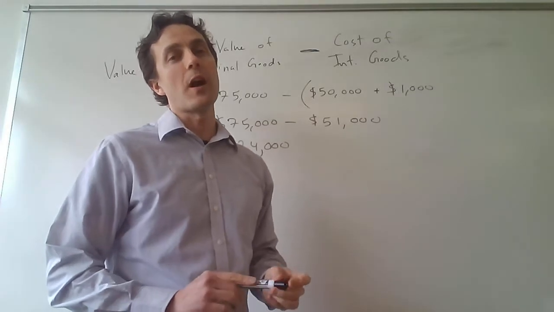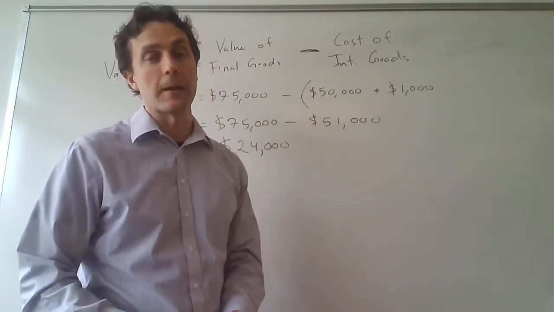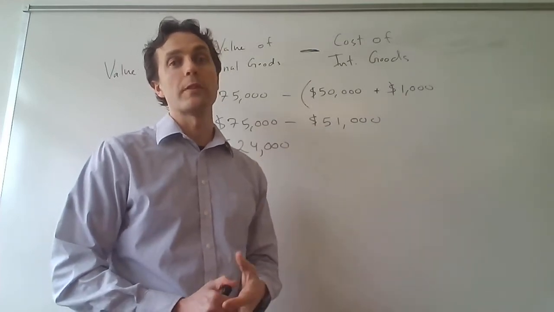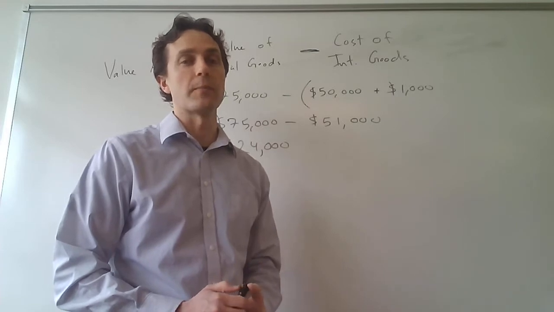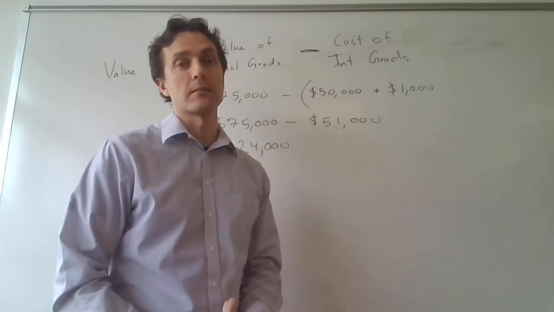So in this problem, the final good is obviously the peanut butter, right? And so we now need to figure out, okay, well, if the final good is peanut butter, what were the intermediate goods used to produce that peanut butter? Well, the intermediate goods were the salt and the peanuts, right?